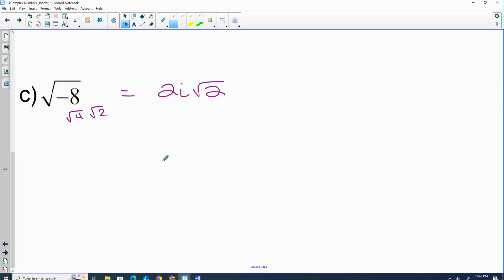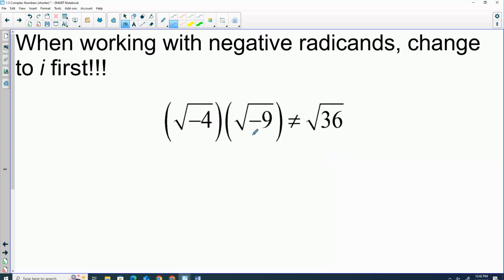When you are working with imaginary numbers, it is important that you take out the i's before you multiply these together. If I give you the square root of -4 times the square root of -9, if you just multiply, -4 times -9 is 36, and the square root of 36 is 6, right? But that's actually the wrong answer.